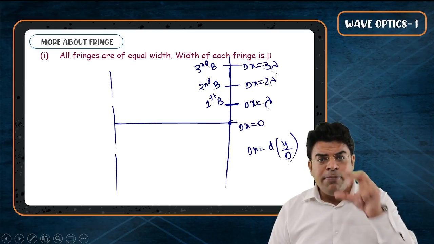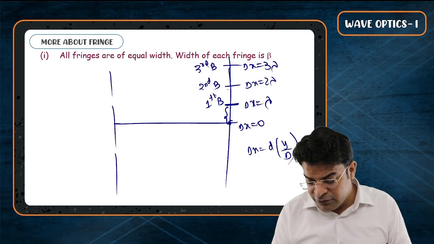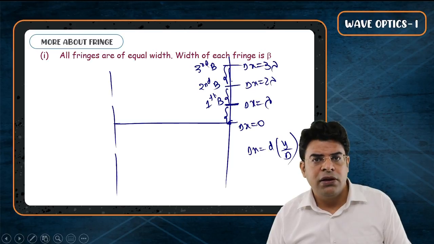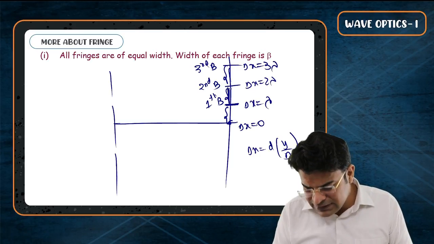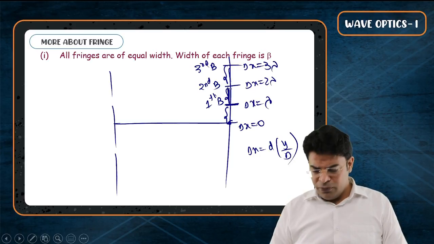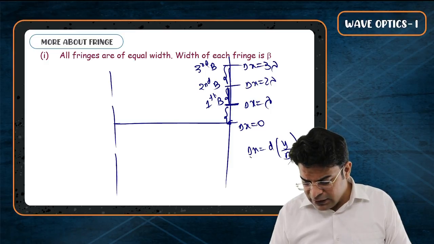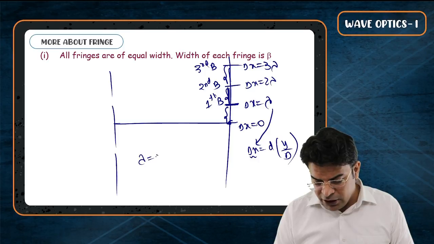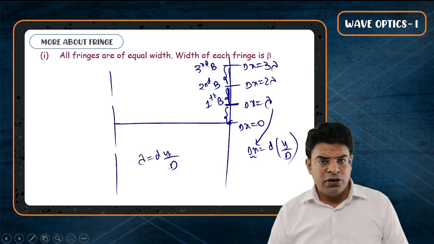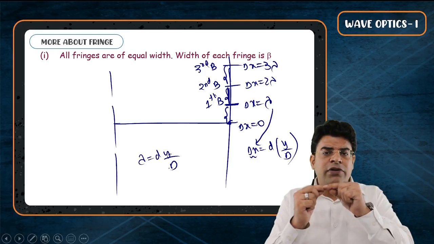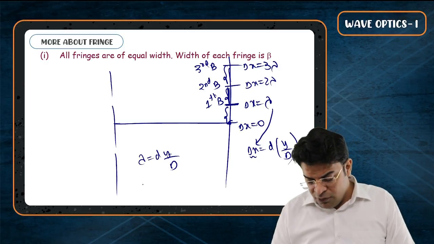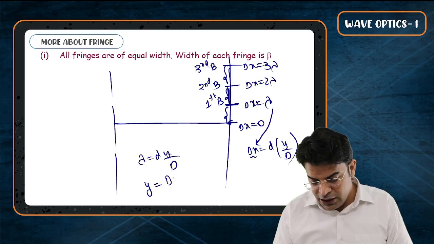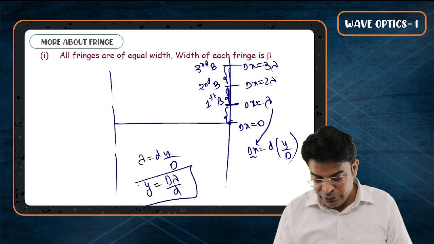Now, the gap between two successive brights or two successive darks is called fringe width. What will be this distance? Easy to find. How? Substituting the path difference equal to lambda, you can find y. You will say lambda equals d into y by D. So the place at which the path difference is lambda, the distance from the central bright has to be D into lambda by d.